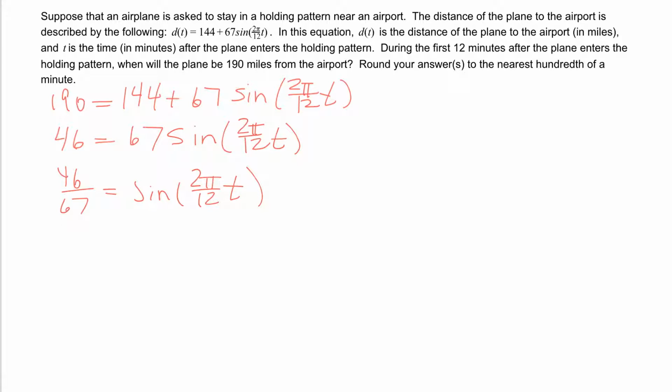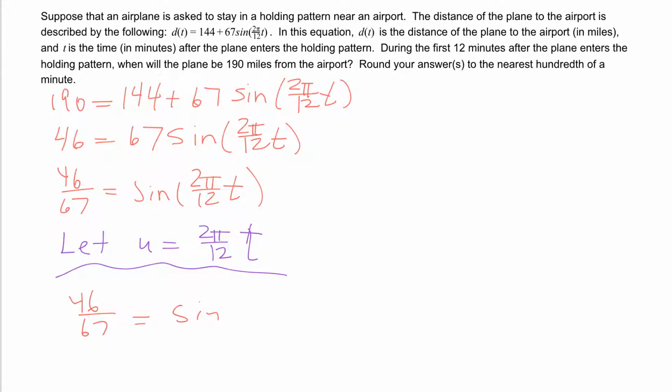Now that we have the sine all by itself, we're going to make it a little easier on ourselves by substituting out what's inside here and letting our angle just be one variable. So we are going to use u. You can use whatever variable you want. It doesn't have to be u, but I'm going to let u equal 2 pi over 12 times t. So then what I have, if I let u equal that, is 46 over 67 equal to the sine of u.